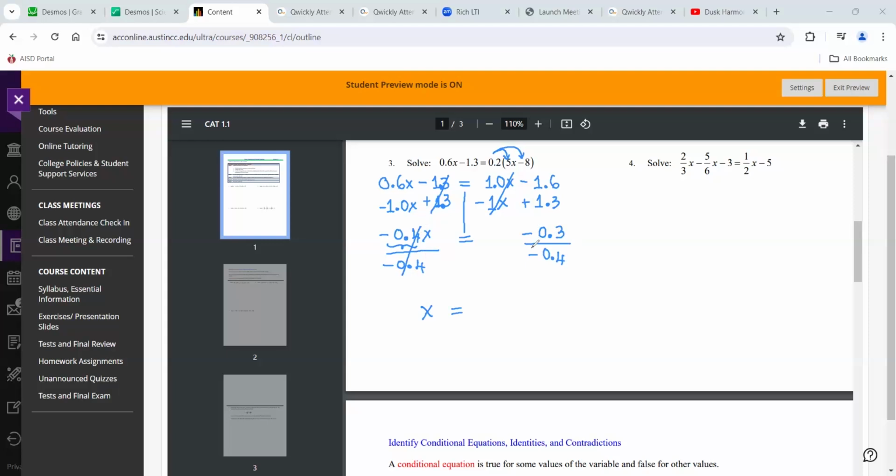First of all, negative divided by negative becomes positive. And if you think about 3 times 10 to the power negative 1 divided by 4 times 10 to the power negative 1, that will give us 3/4. So that will be our answer. So again, we practiced solving a linear equation. It means our answer is one single answer, only one single answer.